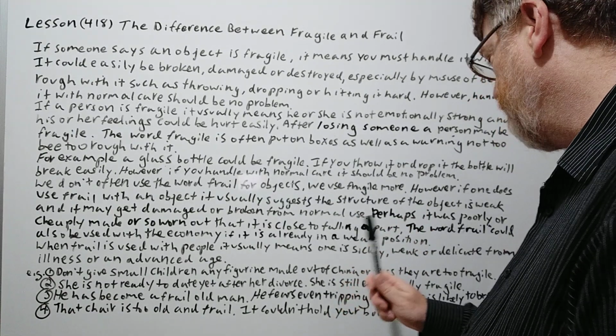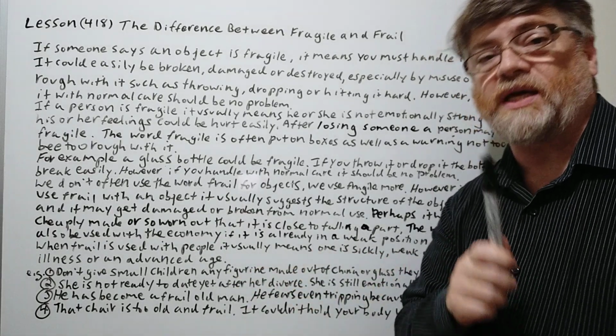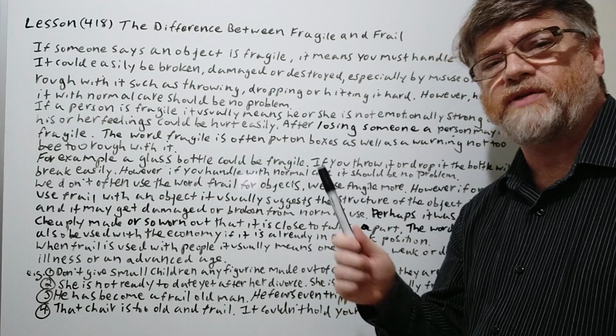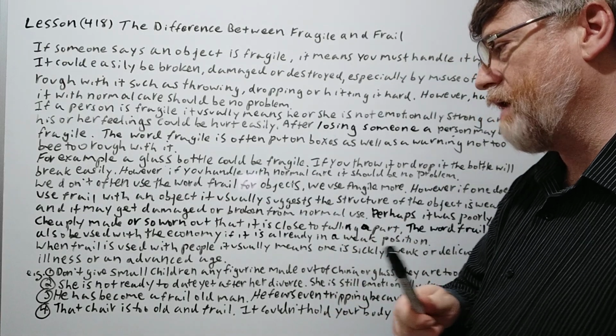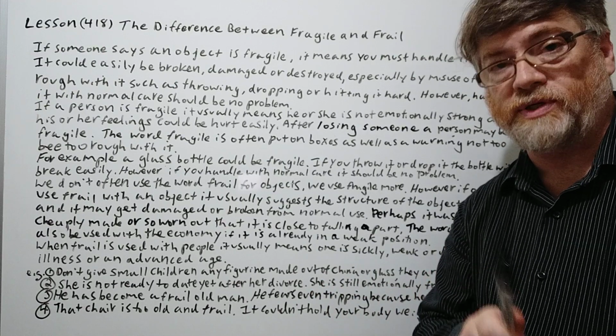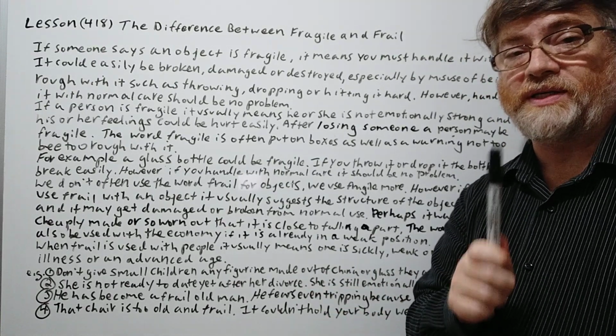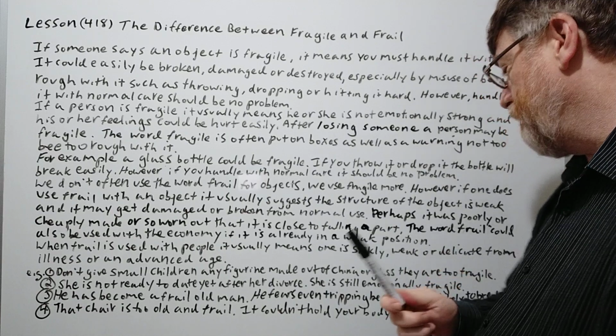Okay, let's continue. The word frail could also be used with the economy. So we don't usually say the economy is fragile. We usually say the economy is frail. If it is already in a very weak position, maybe after this coronavirus, it could be a good example. It could be a little frail at this point.